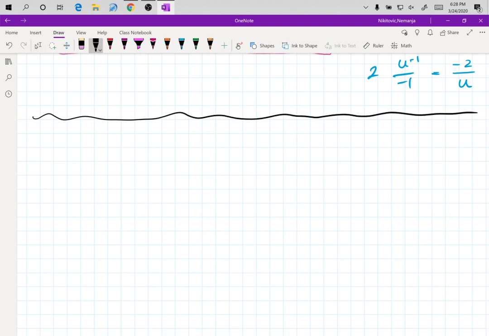Integral 0 to 1. So now we have a definite integral. We have to compute the value. So integral 0 to 1 of x squared minus x divided by x squared plus x plus 1 dx.